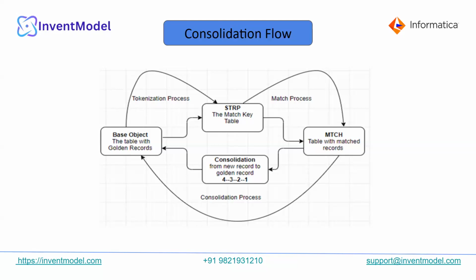And once the match process is triggered and done, we can see here the data consolidation happens. Basically, the indicator will get changed from 4 to 3, 2, and then once the data is merged and consolidated, the consolidation indicator will change to 1, and that is our golden record.